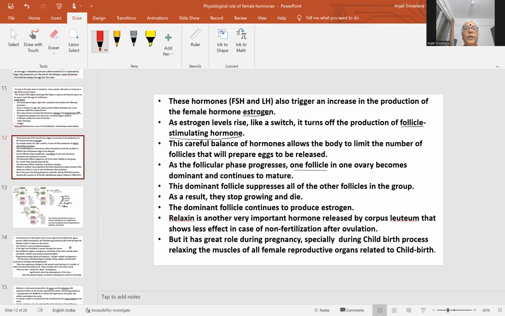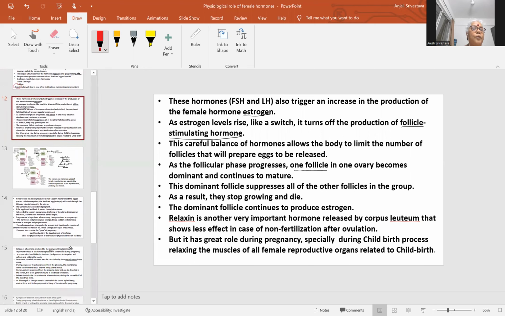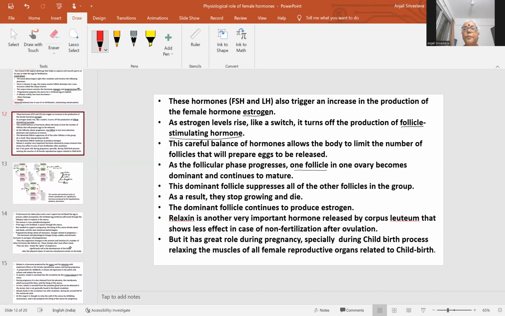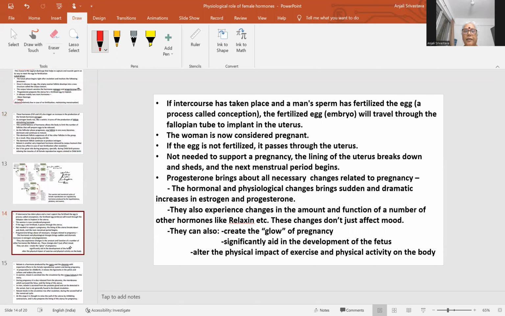It is a hormone related to the insulin group. It is a hormone like insulin, and its main function is during the process of childbirth. Relaxin relaxes the muscles during childbirth. At the time of the baby's birth, relaxin plays a very important role in the relaxation of all the muscles in the pubic region to let the baby come out during childbirth. So those details are given here.